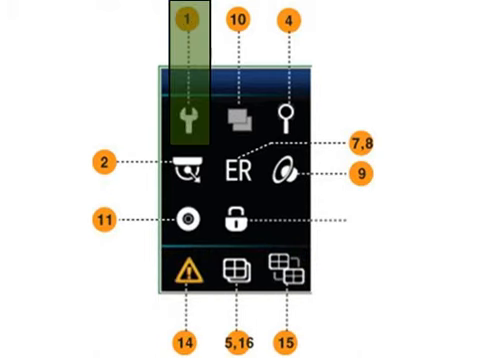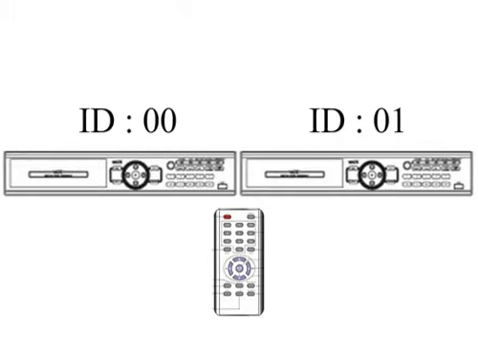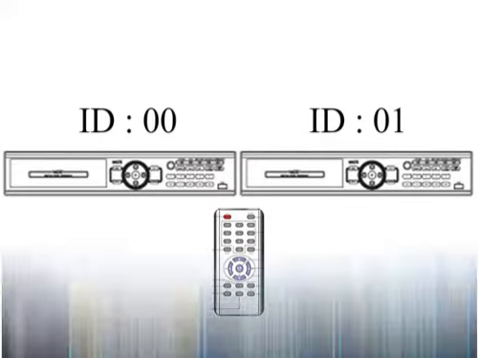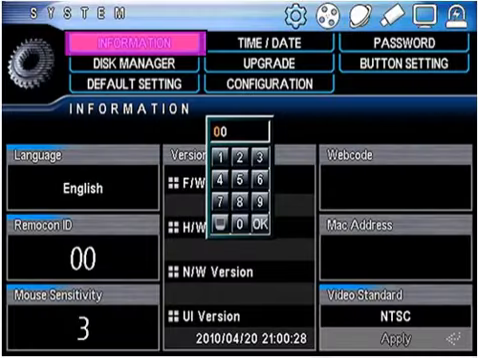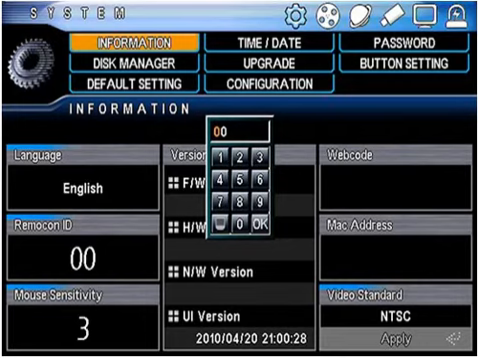The DVR is controlled from the system configuration menu. If you have multiple DVRs and need to control each DVR with one remote control, you'll need to assign each DVR a unique ID. By default, all new DVRs are set to ID 0. To change, click on the System icon, Information button, then the Remicon ID button to bring up a new window. The ID range can be from 00 to 99.